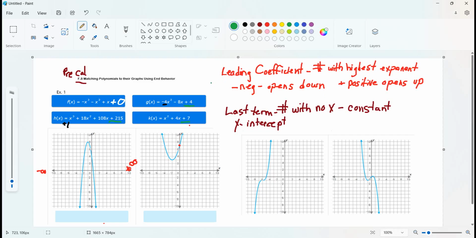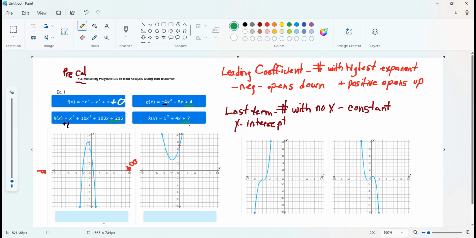Well, this is Mrs. Becky, and I'm going to try to explain to you guys how to get through section F8 IXL in pre-calculus, and that's matching polynomials to their graphs using end behavior. So I wanted to go over a couple things first. Be patient with me as I'm trying to remember how to use the software.